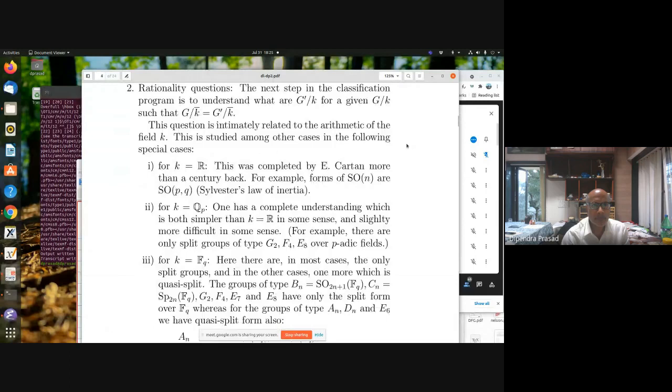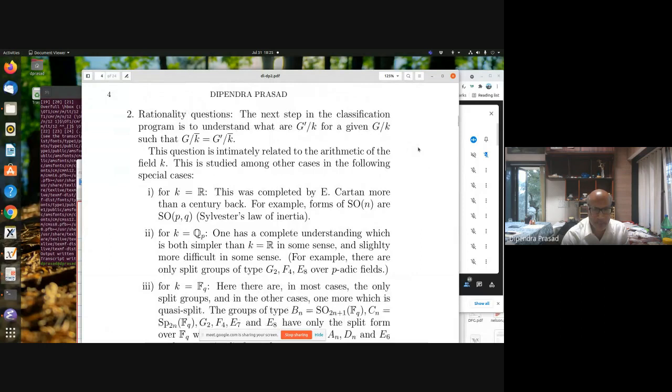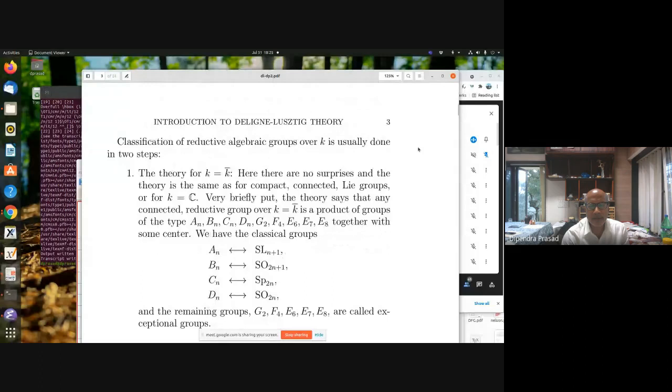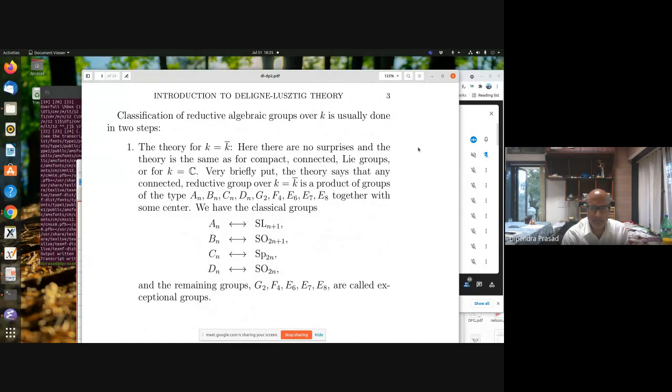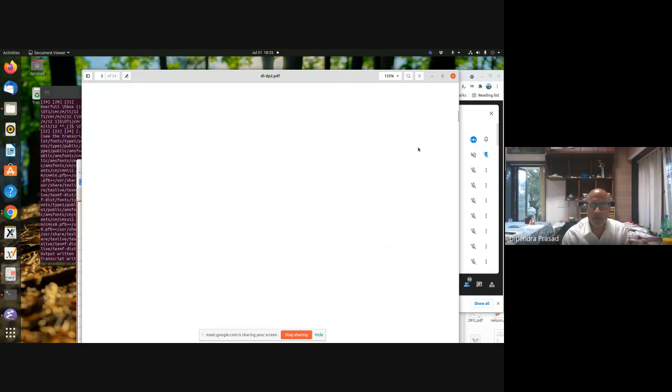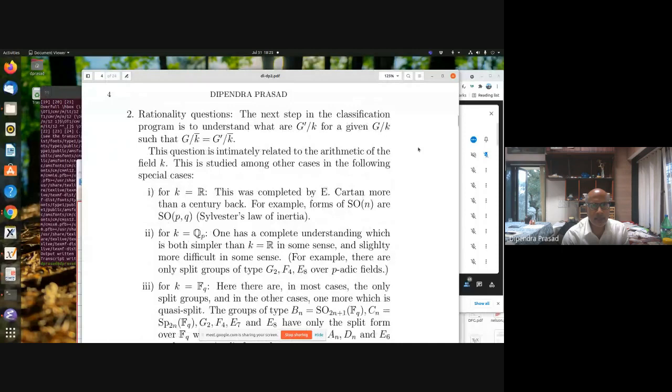The first step in the classification program is to understand groups over K bar. And as I said, if you are doing the theory over F2 bar, then it is the same as over C. And then the question is, what about the theory over F2? This is called the rationality question. The next step in the classification program is to understand what are G prime over K for a given G over K, such that over the algebraic closure they become the same. This is often called K forms of a group G. Such groups G prime over K are called K forms: isomorphism classes of groups over K which become isomorphic over K bar.